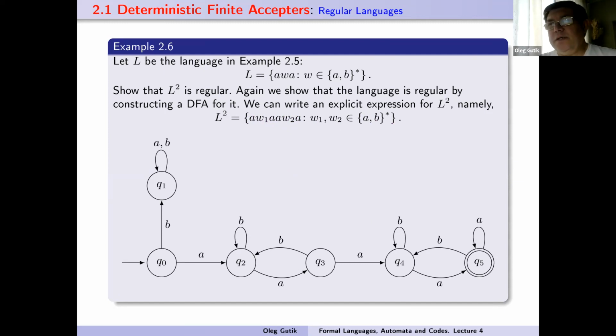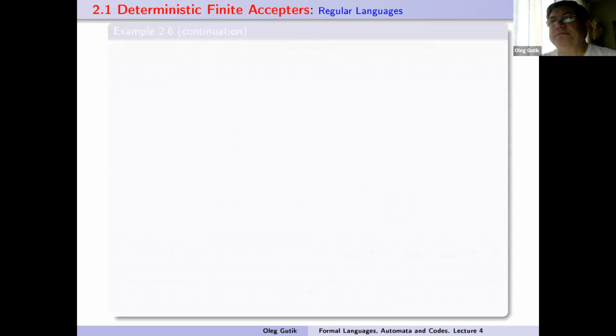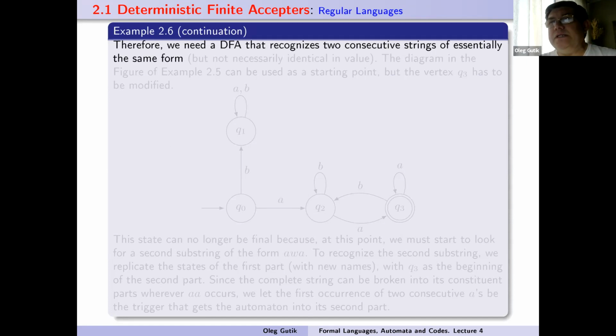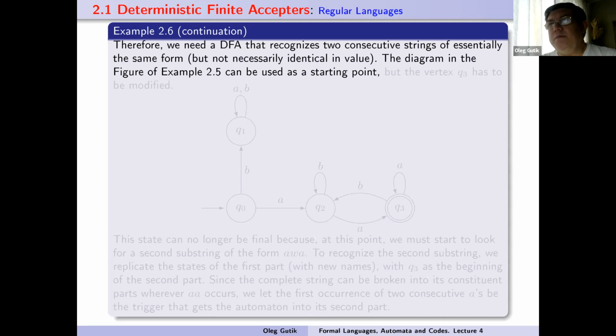So the automaton which recognizes the language will be the following. Therefore, we need a deterministic acceptor that recognizes two consecutive strings of essentially the same form, but not necessarily identical in value. The diagram in the figure of example 2.5 can be used as the starting point. But the vertex Q3 has to be modified.